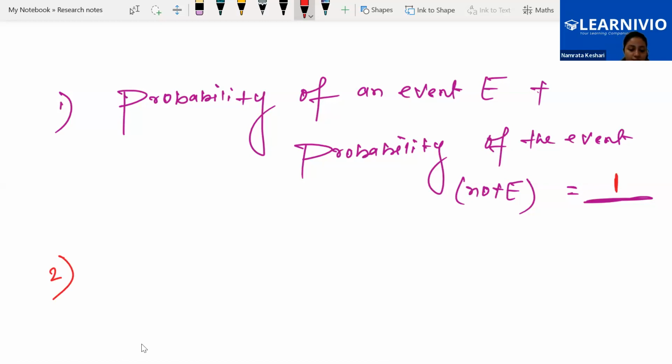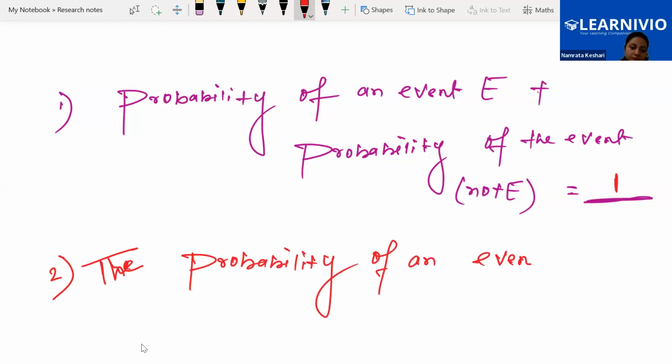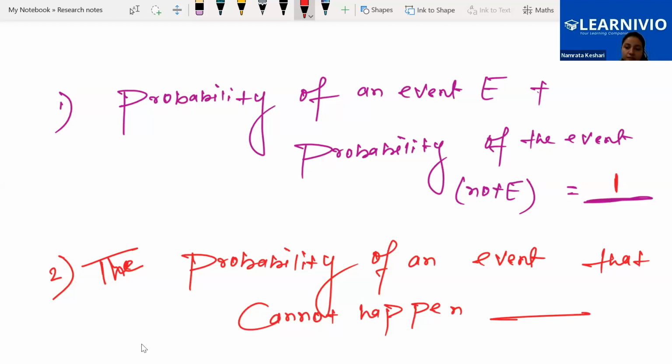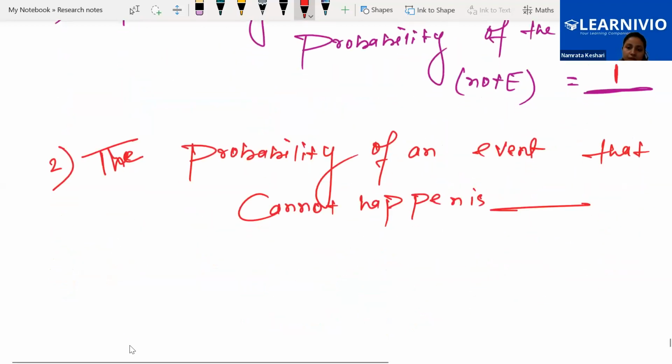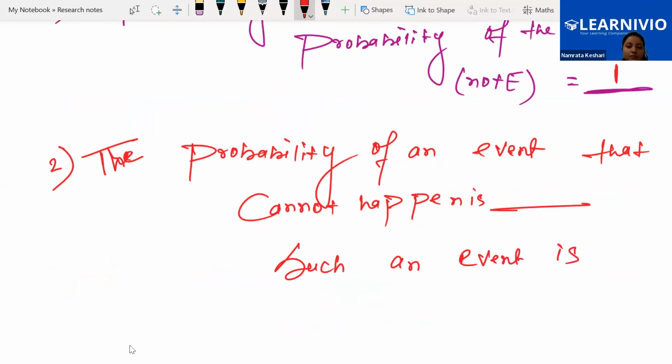Now the next fill in the blanks question is: the probability of an event that cannot happen is dash. Such an event is called impossible. Exactly. The probability of an event which is not at all possible, an impossible event, that probability will be 0. Here it will be 0.